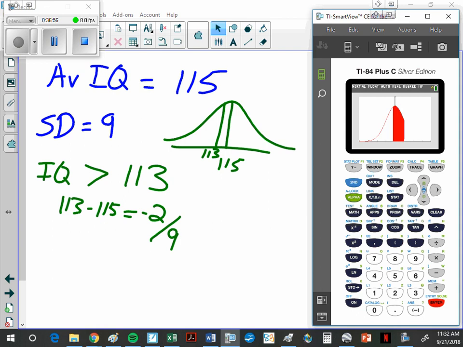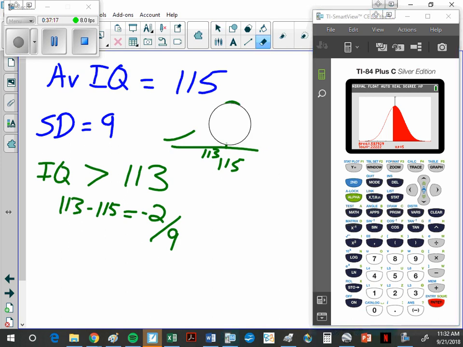Yeah, I could have just subtracted 100 from it. You're right. And I get 58.7, meaning 58% of the people in this class have an IQ higher than 113. Okay? Does that make sense? All right, the ones that tend to confuse people are the ones where you go backwards.